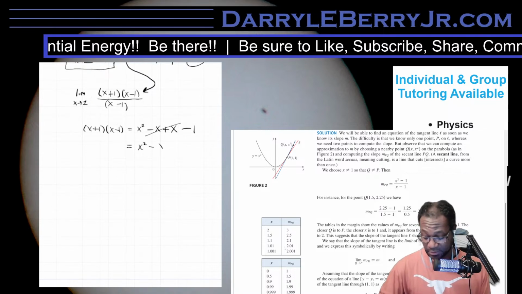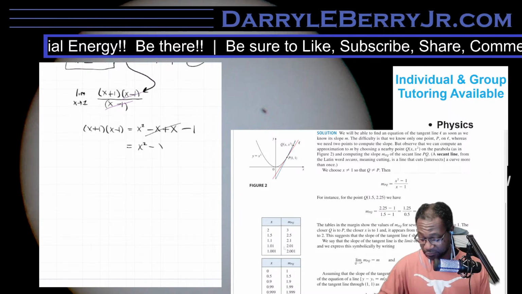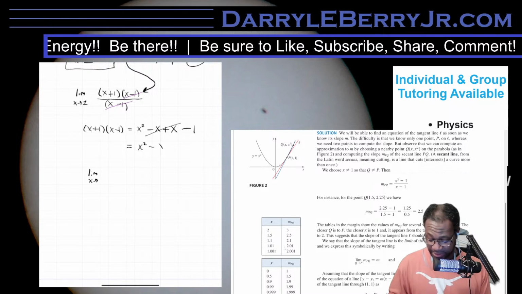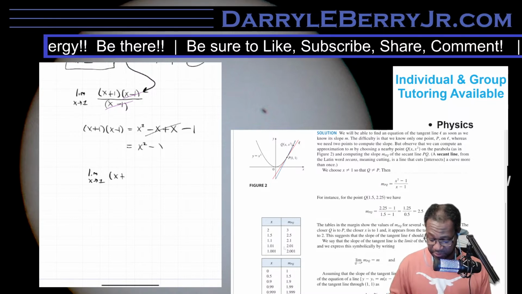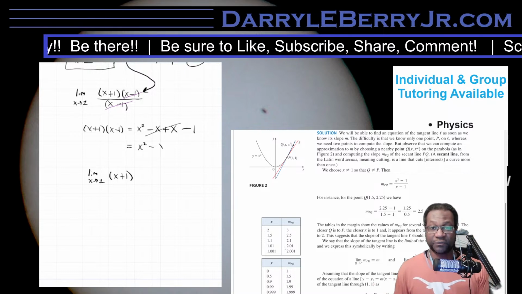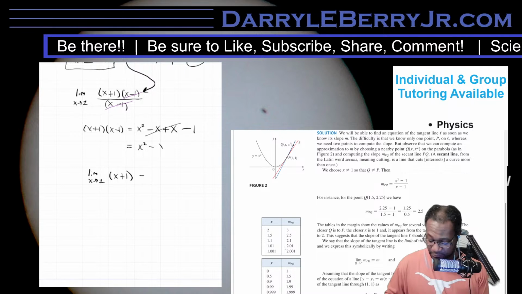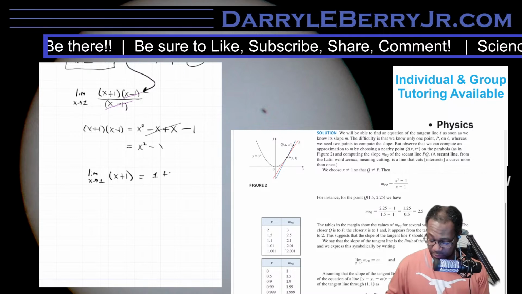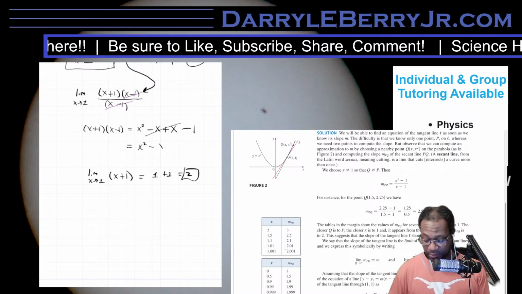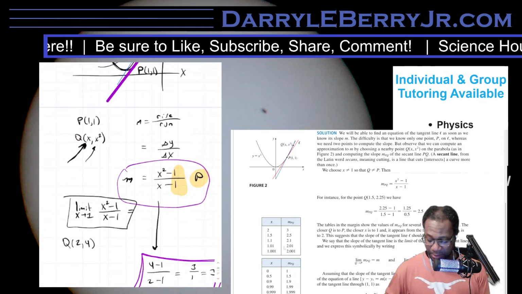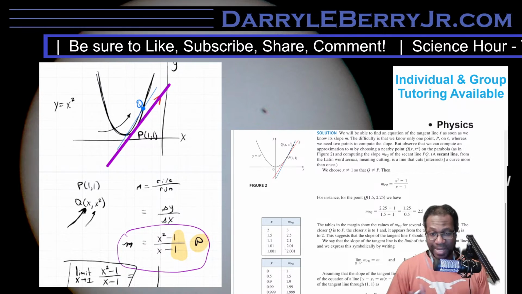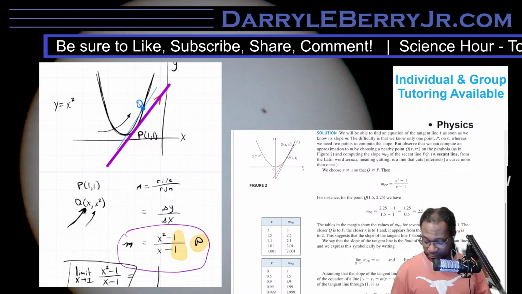So now when we have this, we see that these two things cancel. So what that really is, is the limit as x approaches 1 of simply x plus 1. And now, since we have this in the simplest form, we could just plug the number in, and we can say this is going to be 1 plus 1, which is 2. And it so happens that the slope of a parabola, y equals x squared, at the point 1, 1, the slope at that point is 2, right?